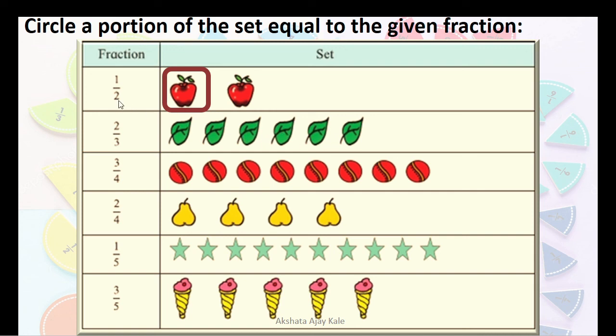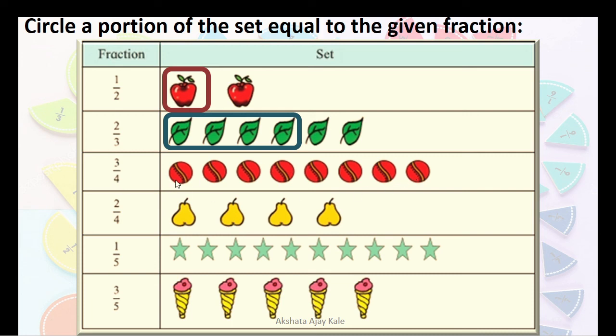See dear children, out of 3 sets we have selected 2. Here out of 3 sets, means you have to make 2 leaves as one set. Correct? This is one set, these two together second set, and this is third set. So if we want to show the fraction 2 upon 3 in this set, then we have to show 4 leaves. This is first set, this is second set. Got this?